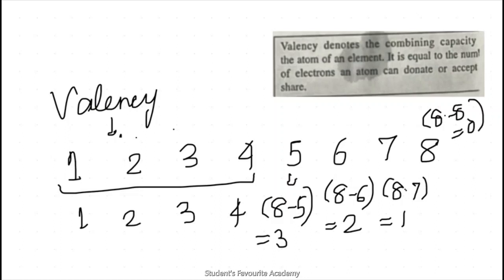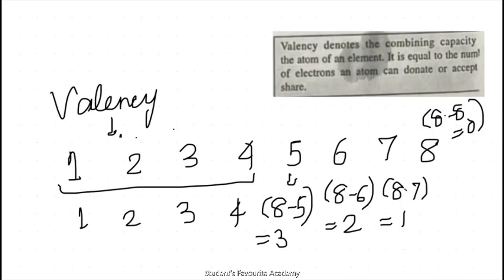to 0. Now, valency being 0, children, what does it mean? That it does not have a combining capacity. Now this is very relatable, children, since the number of valence electrons is 8 only for noble gases, and we all know that the noble gases are not reacting with any element.